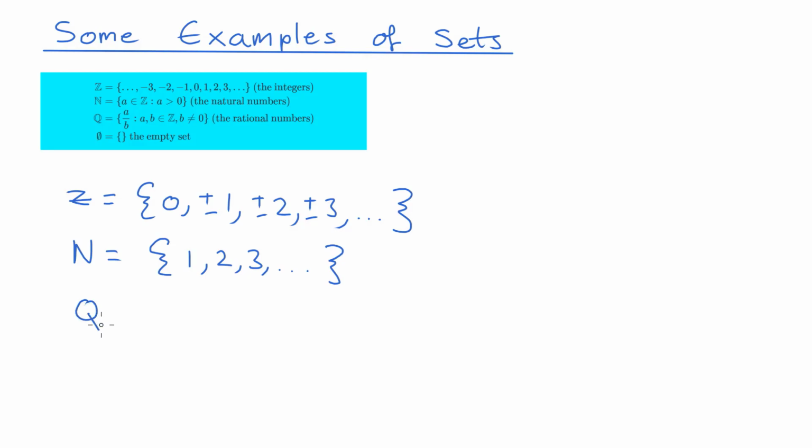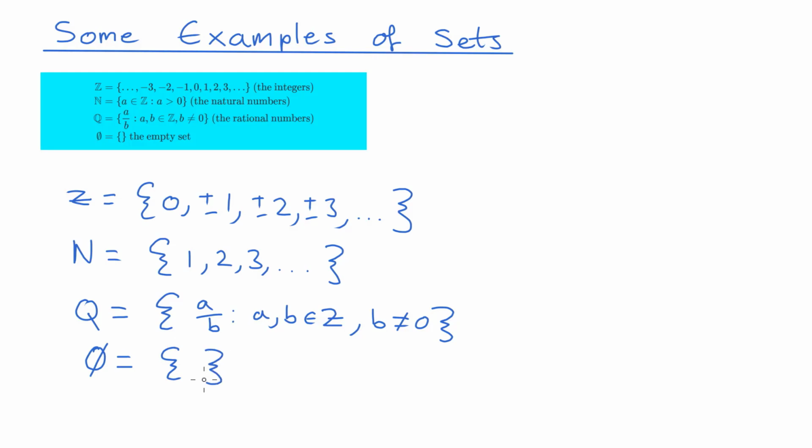The rational numbers, these are one integer divided by another. Just make sure the denominator is not 0. So a divided by b, such that a and b are from the integers, and also b doesn't equal 0. The final one, the empty set, this is a weird one. This is the set with no elements. It's empty.